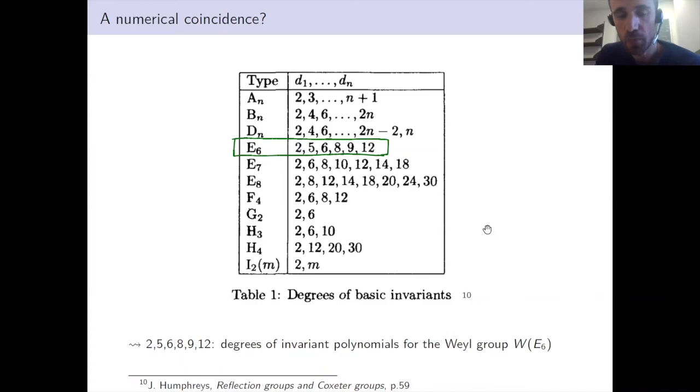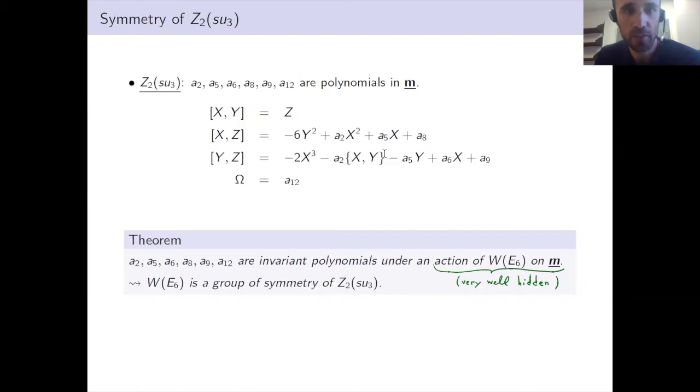Why E6 should be appearing here, it's a complete mystery for me. But okay, we have this numerical coincidence. For now, it's a bit stupid. I'm just telling you that we have six polynomials of certain degrees and that somewhere else there are six other polynomials which have the same degrees. So it's not really important, but it turns out that it's not a numerical coincidence.